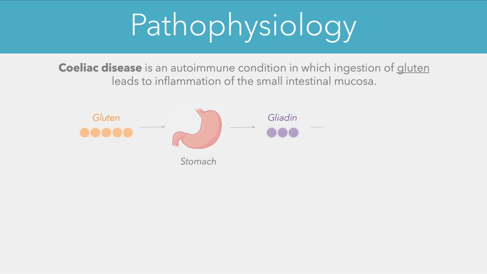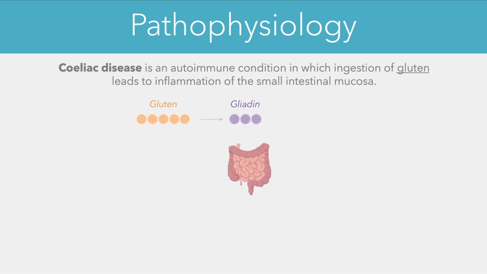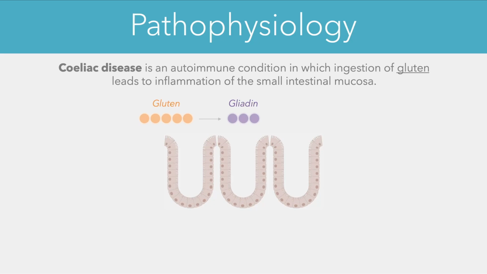These gliadin molecules are transferred to the small intestine, and the small intestine is formed of different villi structures where the remainder of the pathophysiology takes place. Now, in healthy individuals, gliadin should not typically pass across the villi structures, and this is made possible because of the tight junctions between the cells. These tight junctions prevent gliadin from entering into the lamina propria, which is the layer beneath the villi themselves.